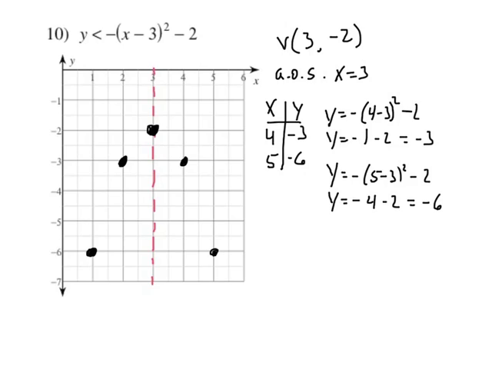Okay, stop what you're doing for a moment. We need to go through and decide, are we graphing this with a solid or a dashed line? Why is it dashed? Because it is just less than, not less than or equal to. So if it's just less than, we do it with a dashed line.